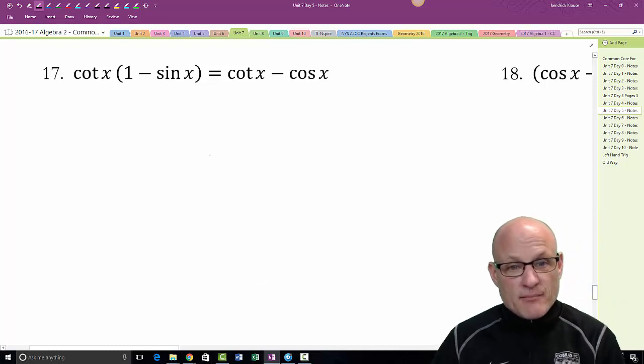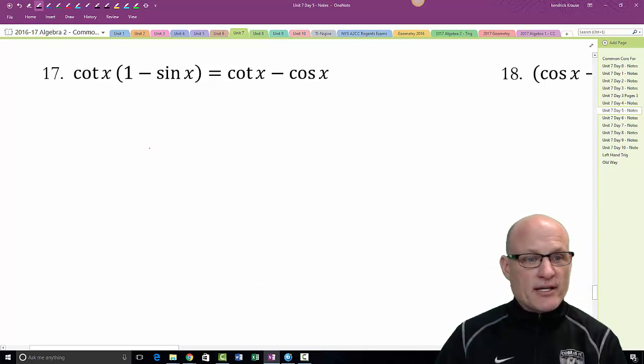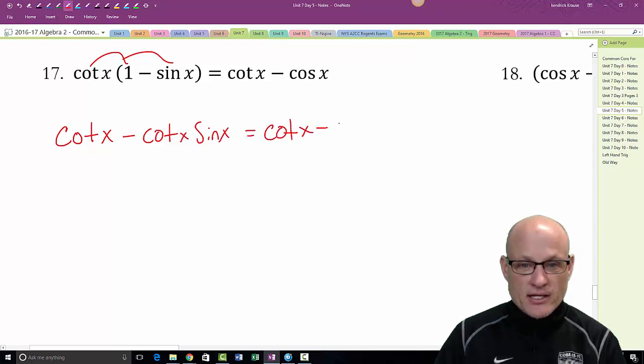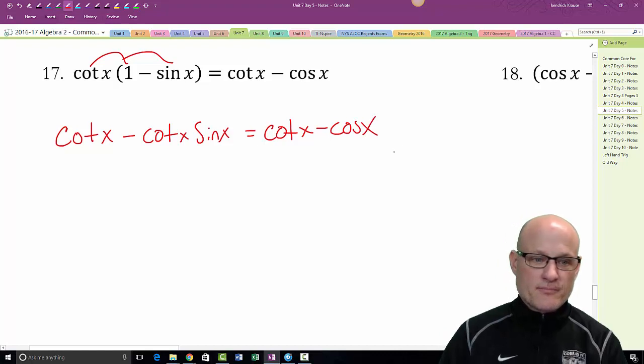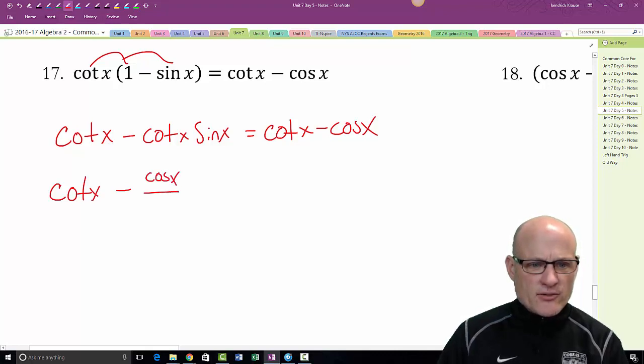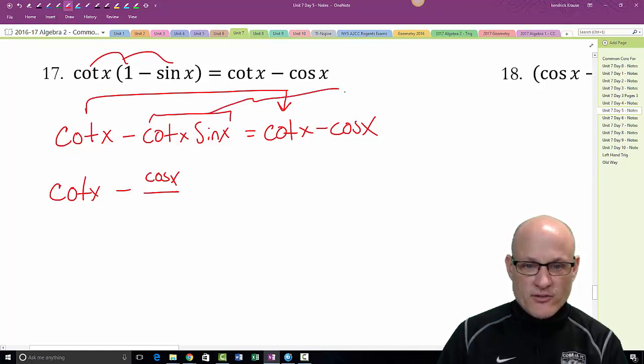I don't know. I think maybe the left side looks more complicated, so let's mess with the left side by distributing. So I end up with cotangent x minus cotangent x sine x. Does that equal cotangent x minus cosine x? Well, the good news is I already have cotangent x. That's nice. Minus, this is cosine x. See, this already matches this. So as long as this thing matches this thing, we're good. So let's try messing with that.